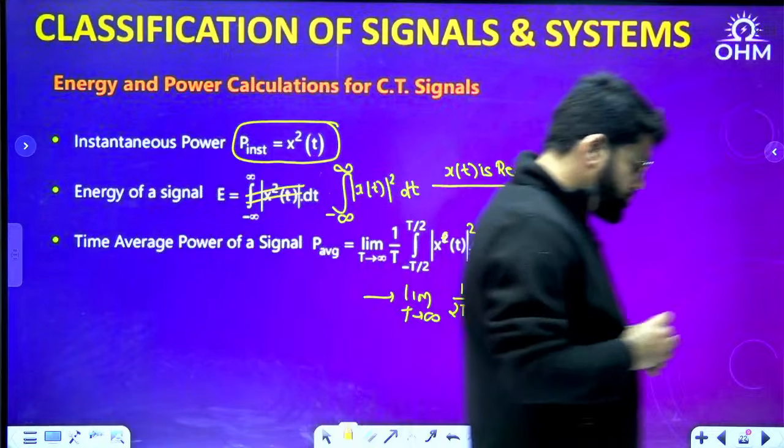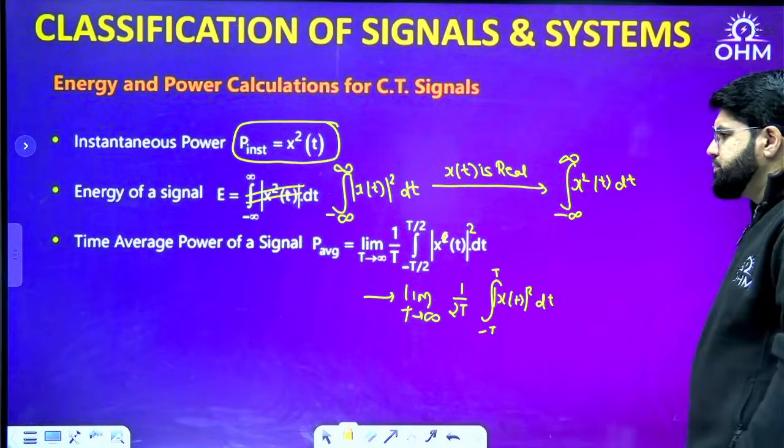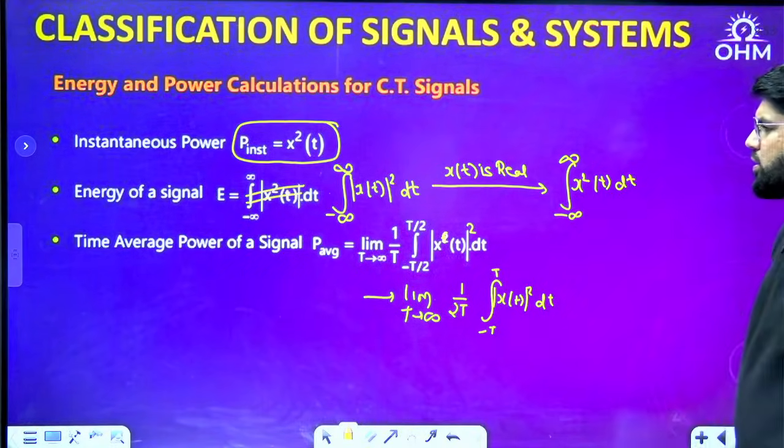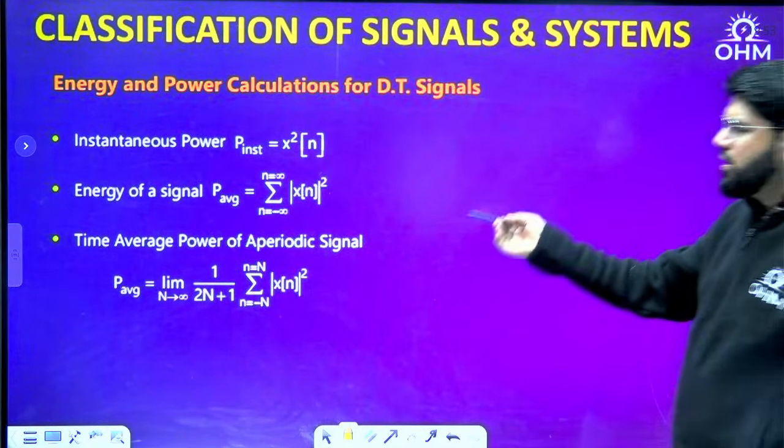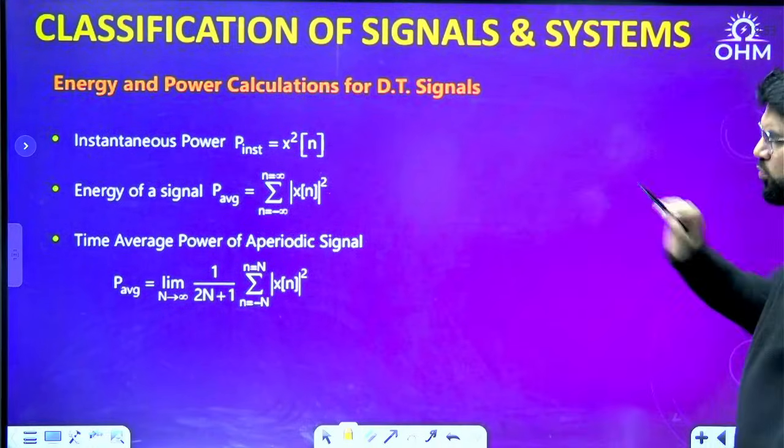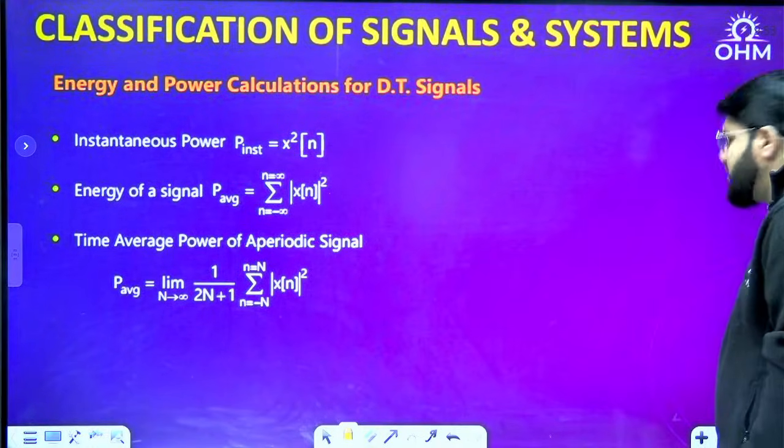This is the formula for average power. The same formulas apply for discrete-time signals, only the integral becomes a summation instead of dt. We'll come to discrete-time questions also. So these are quick revision slides for you.